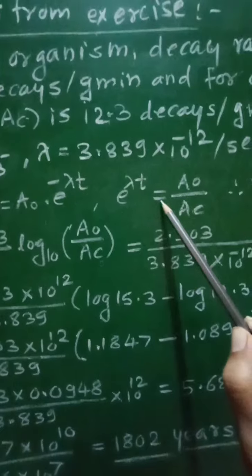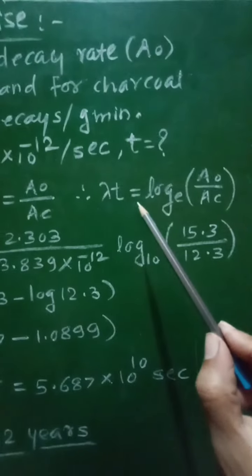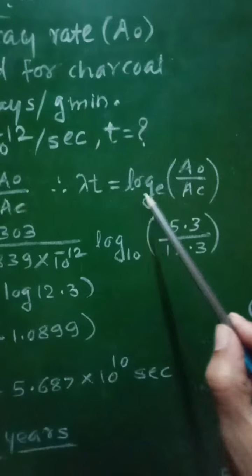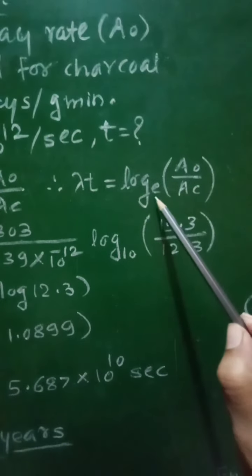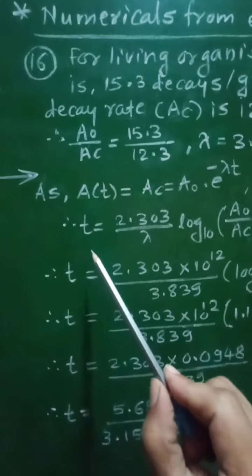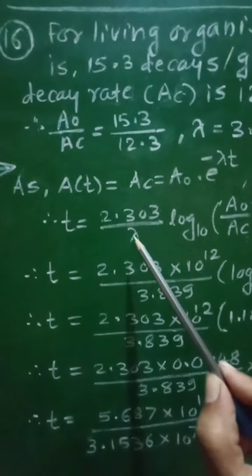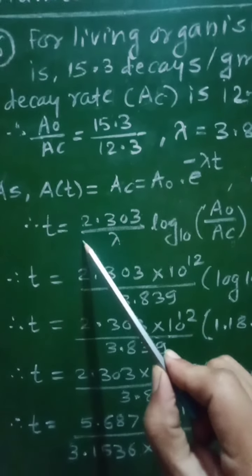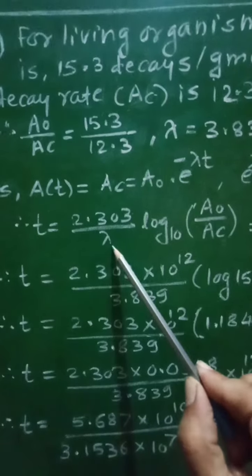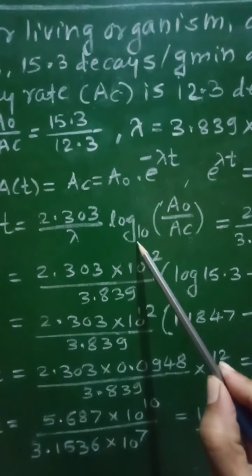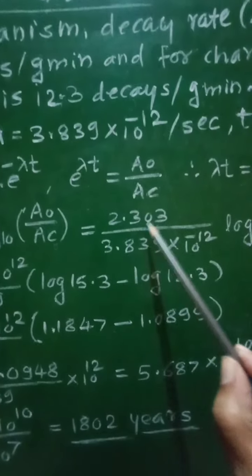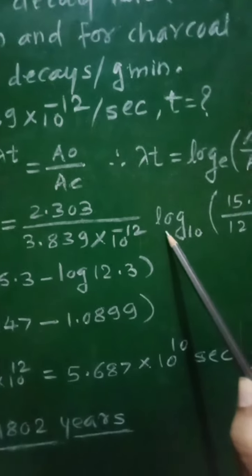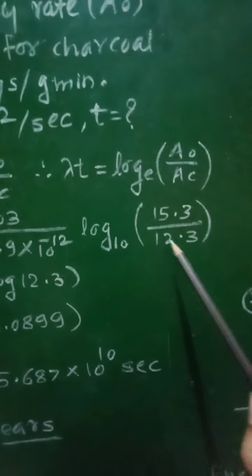E raised to lambda t is equal to A0 upon AC, and therefore lambda t will be equal to log of A0 upon AC to the base e, which will be written as t is equal to 2.303 upon lambda into log of A0 by AC to the base 10, that is 2.303 upon 3.839 into 10 raised to minus 12 into log of 15.3 upon 12.3 to the base 10.